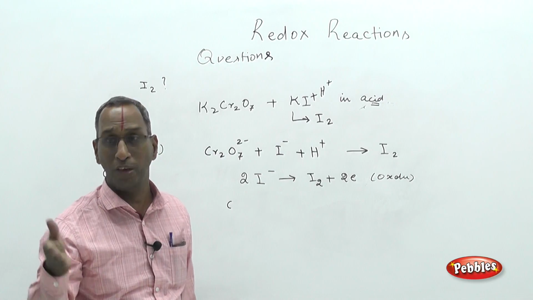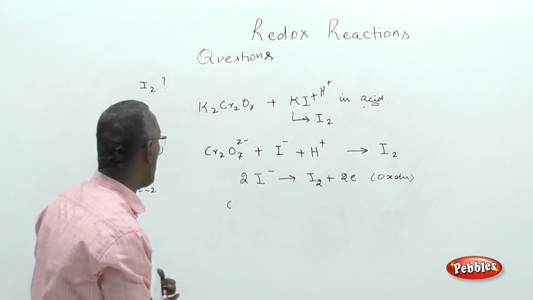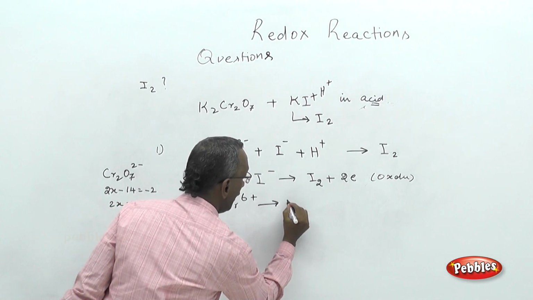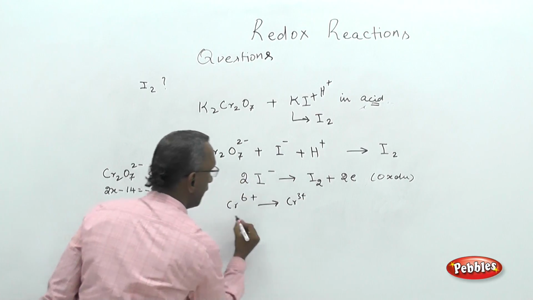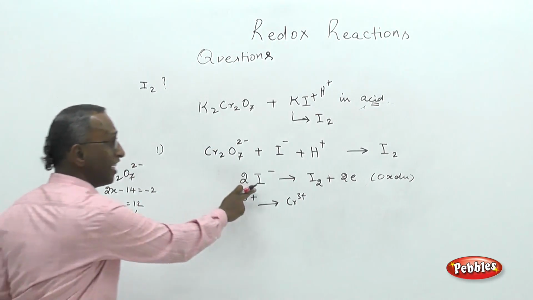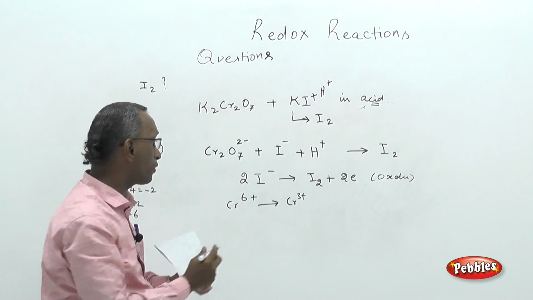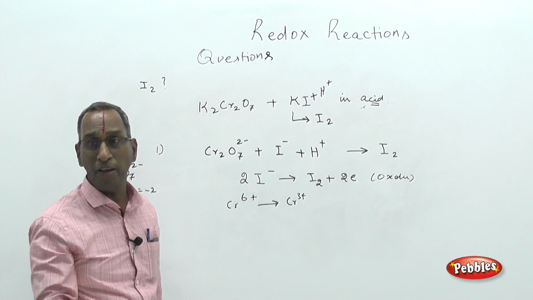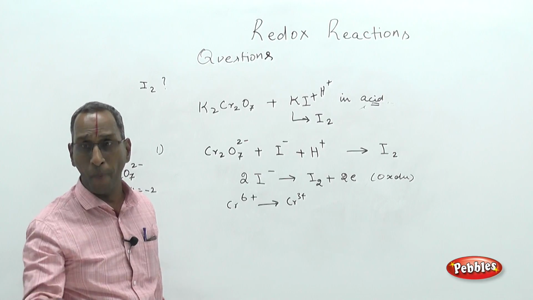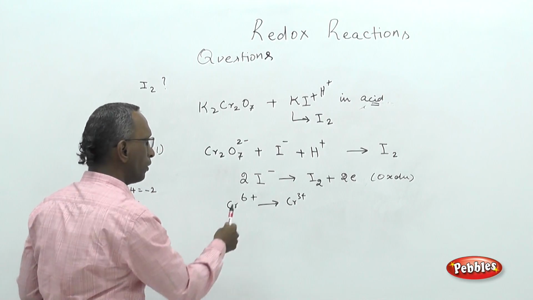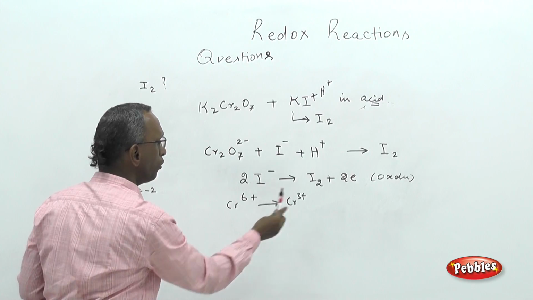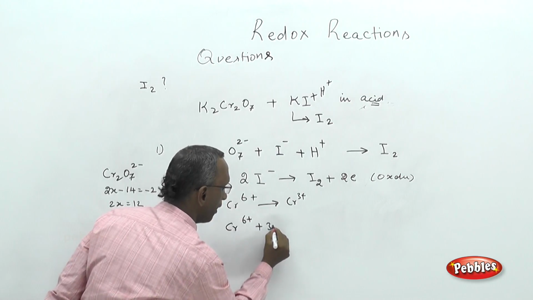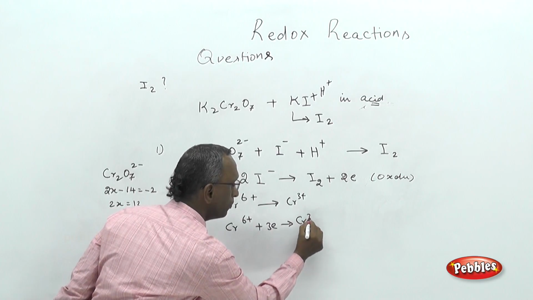Chromic sulfate is Cr2(SO4)3. So chromium generally is reduced from 6 plus to 3 plus. Here it is oxidation for iodine; oxidation means loss of electrons. Iodide is oxidized to iodine, meaning iodide loses 2 electrons to form molecular iodine. Cr6 plus is reduced to Cr3 plus, or in other words, it can be written as Cr6 plus plus 3 electrons giving Cr3 plus.